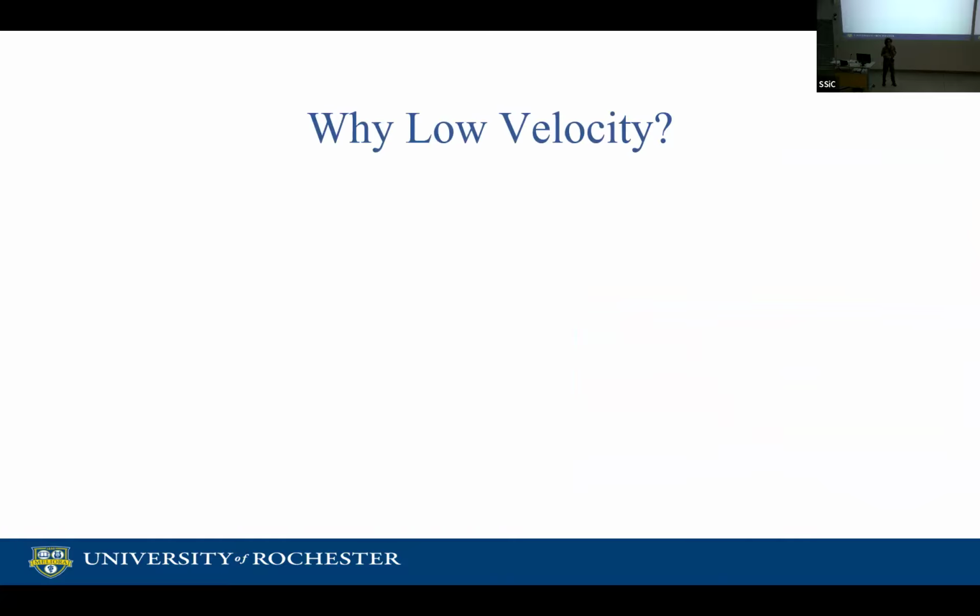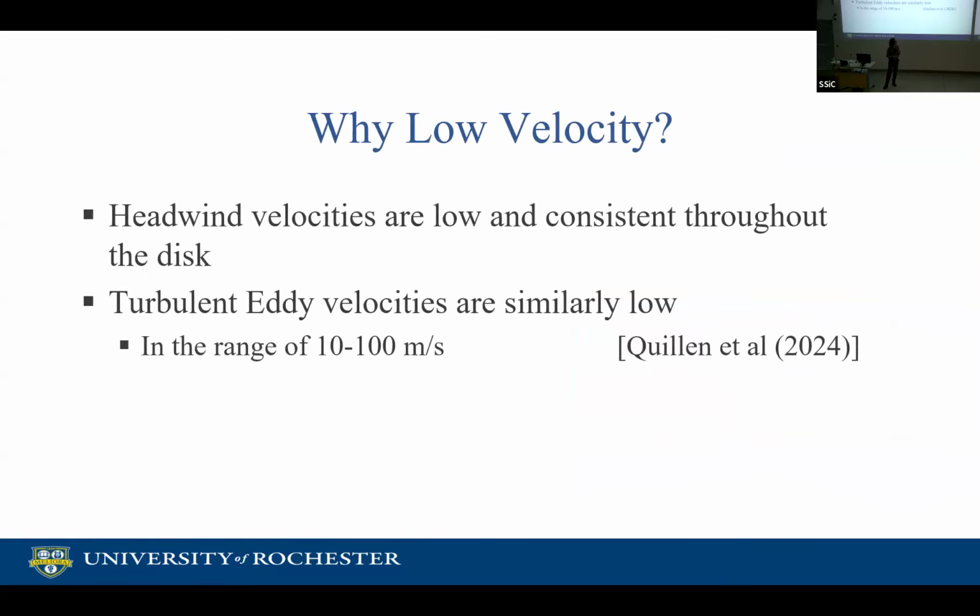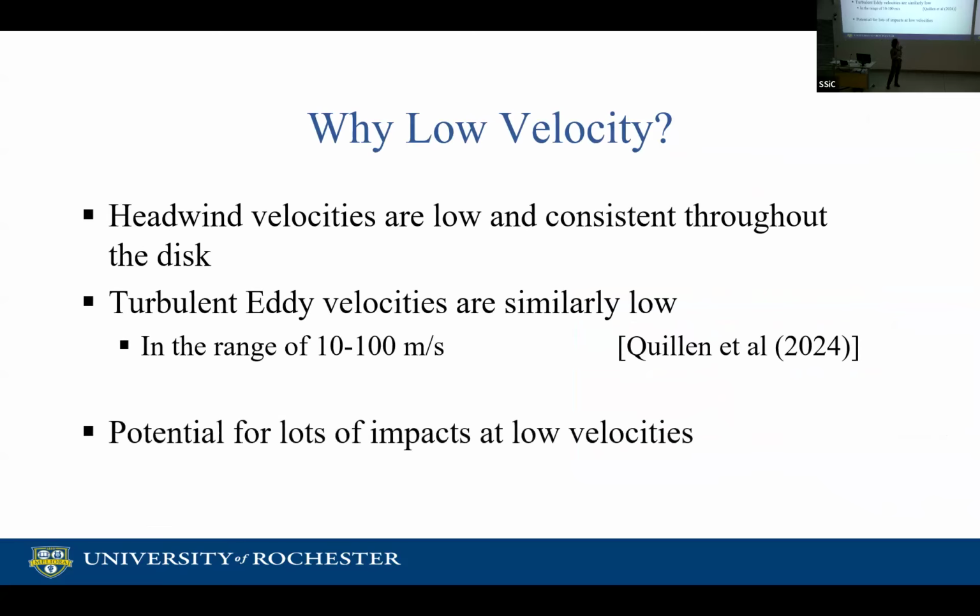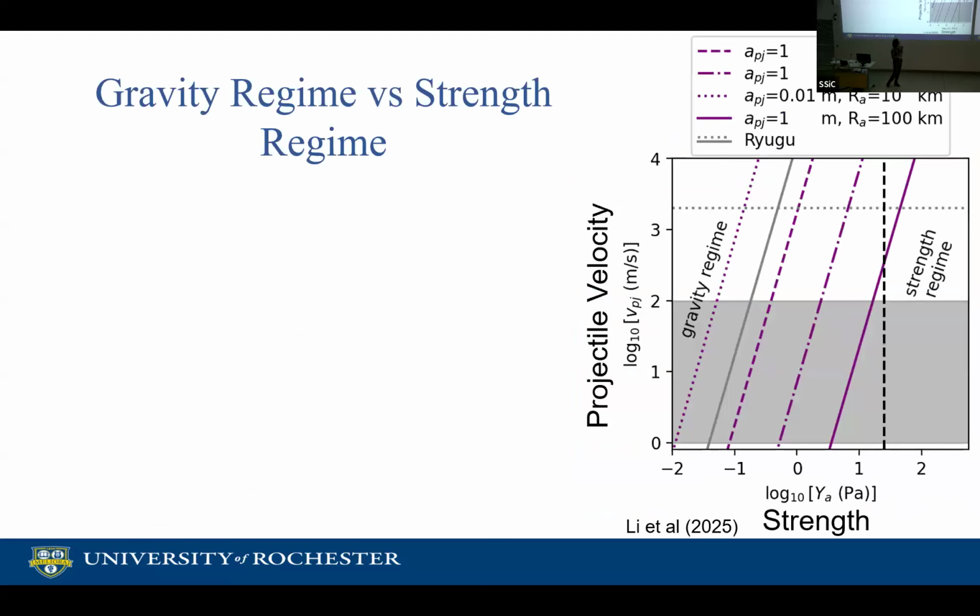So why am I interested in low velocity impacts? Headwind velocities tend to be quite low and consistent throughout the disk, on the order of about 10 to 100 meters a second, which is similar for turbulent eddy velocities in disks. So there's potential for lots of impacts at these lower impact velocities, and therefore potential for lots of mass at these low impact velocities.